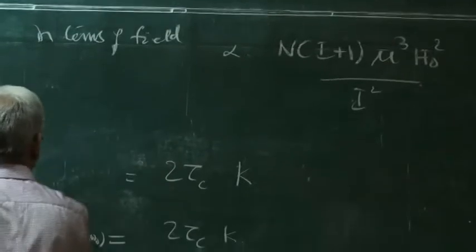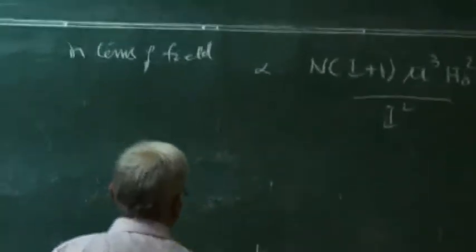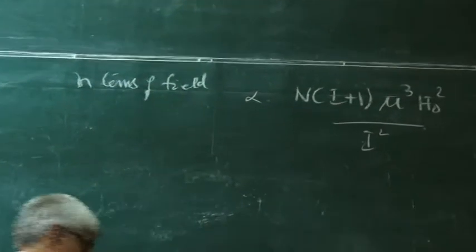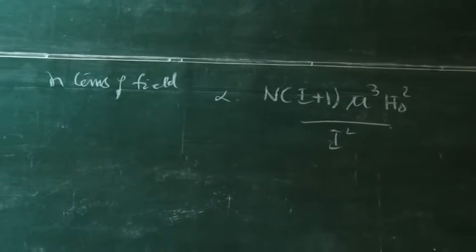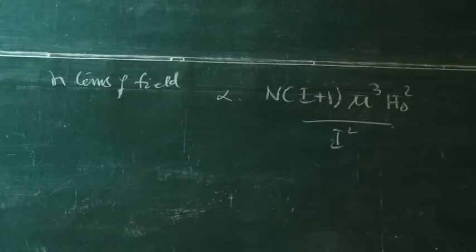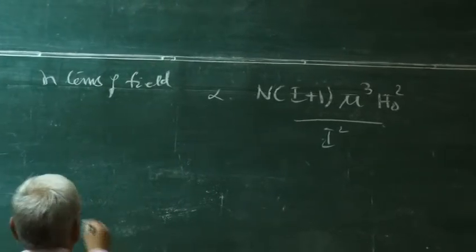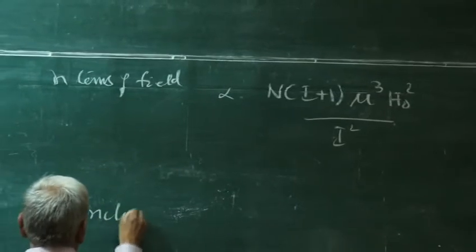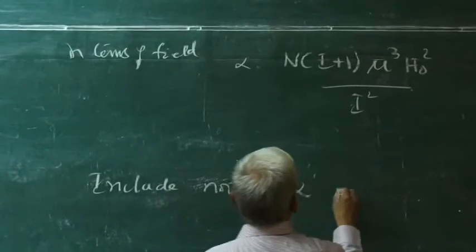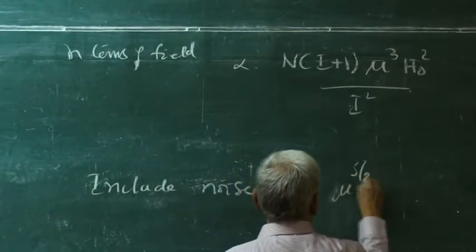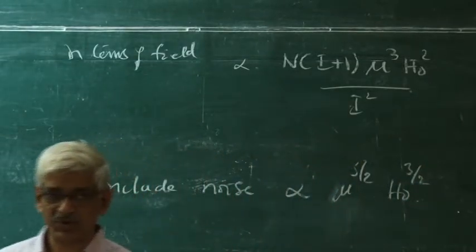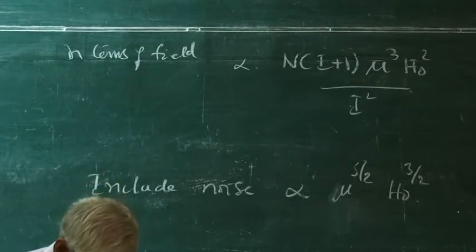So you see, the sensitivity is proportional to the cube of your magnetic moment and to the square of the applied magnetic field. But in reality, you will not get two, you will get a factor of 5 by 2, because the noise is not included in this. So if we include noise, which is instrumental, the proportionality goes to mu to the power 5 by 2, B naught to the power 3 by 2. This is the observation, and this is what you have to remember.